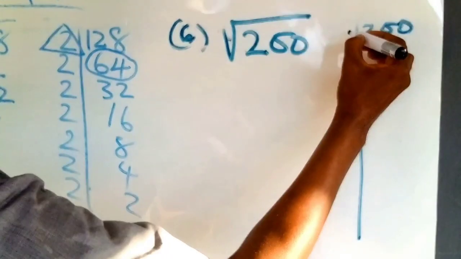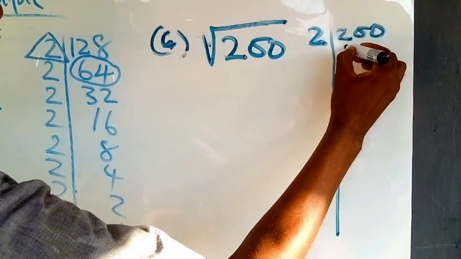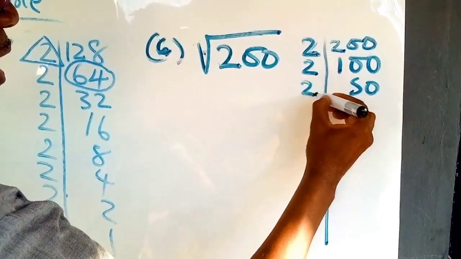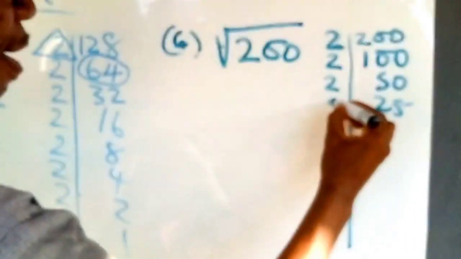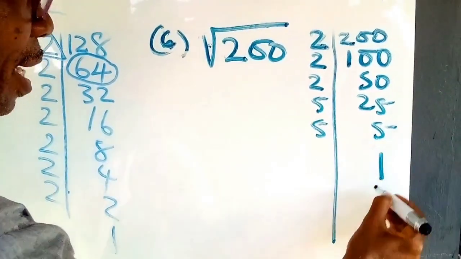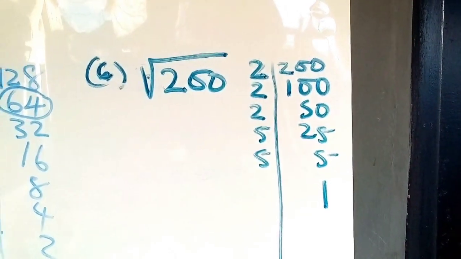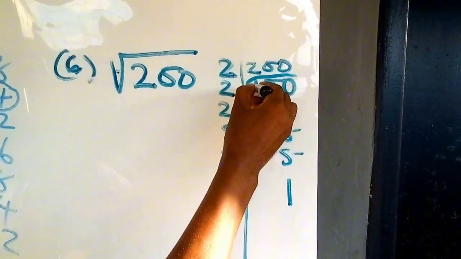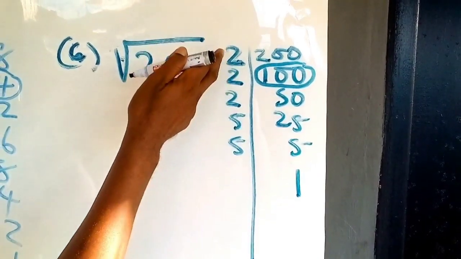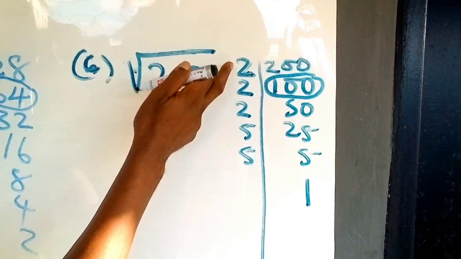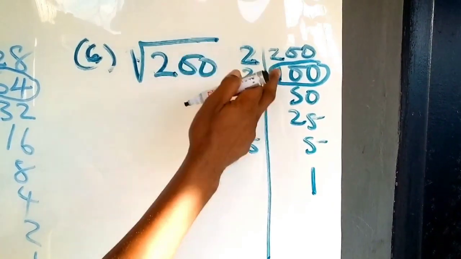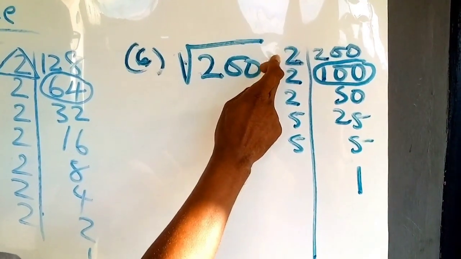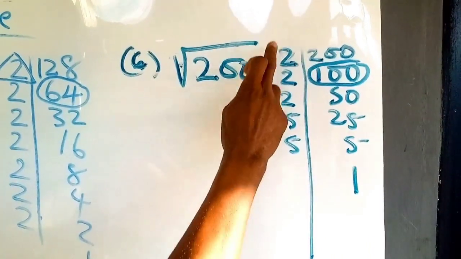Now, 200 divided by 2, it will give you 100. 2 again, 50. 2 again, 25. 5, 5, 5, 1. Remember the rule? The highest perfect square here. Can you find anyone? Yes. 100 is the highest perfect square. And I found it here. And the next divisor before that was what? 2. And 2 times 100 is 200. And 2 is an irrational number. Okay, so my job is done.